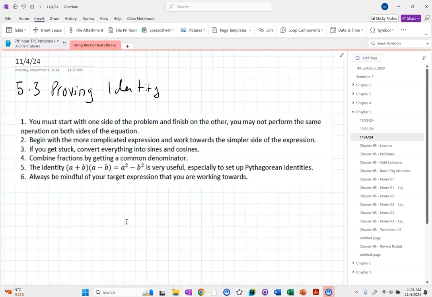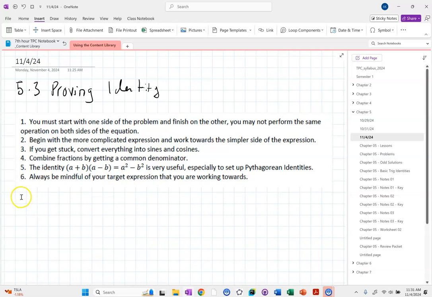If where you're trying to get to doesn't have a cotangent in it and it has no fractions, 1 over cotangent is probably a bad option. If you see sines and cosines in the end, maybe that's a better route to pick tangent to be sine over cosine. You kind of get what I'm saying?